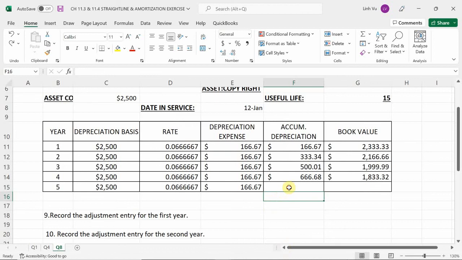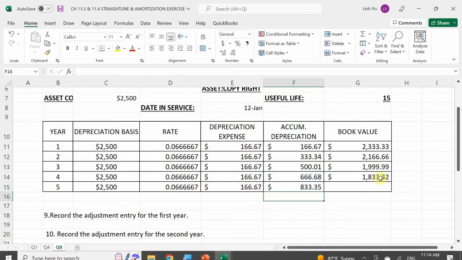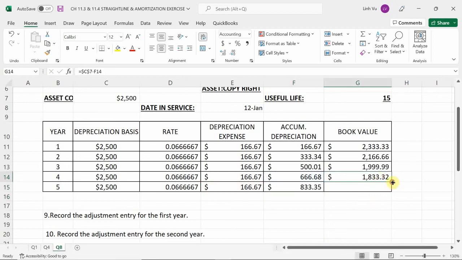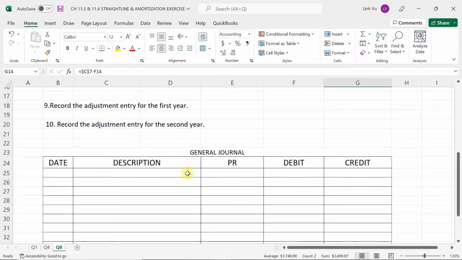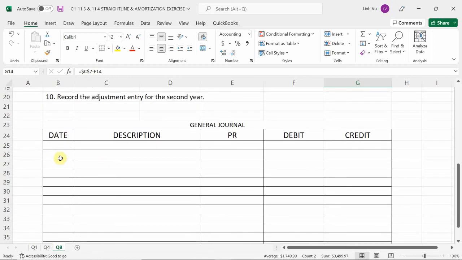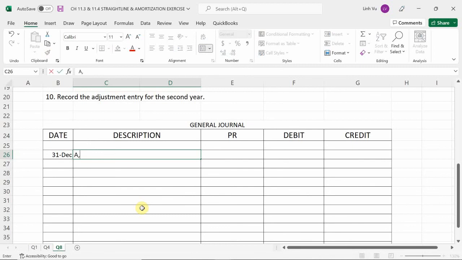So then, and then last but not least, for the 5th year, your accumulated should be $833.35. So therefore, your book value should be $166.665. Okay. So go ahead and record this adjustment for the 1st and 2nd year. Amortization expense. Amortization expense. Good.